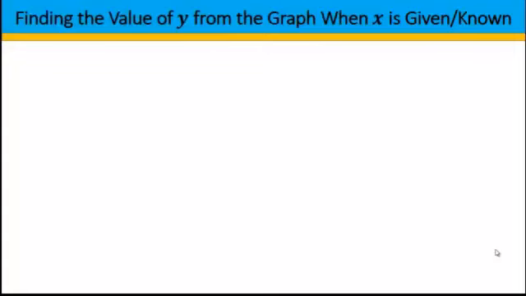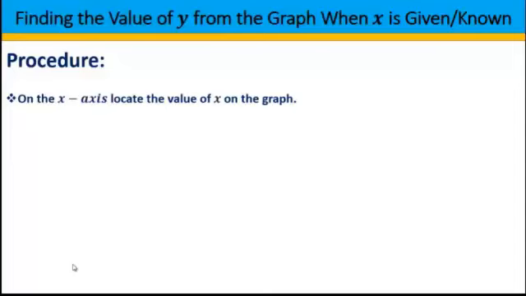Today, still on quadratic graph, we would like to learn how we can find the value of y from the graph when x is given or known. Let's see the procedures involved. The first thing is that on the x-axis, locate the value of x on the graph. That's the value of x given in the question. Try to locate it on the x-axis.